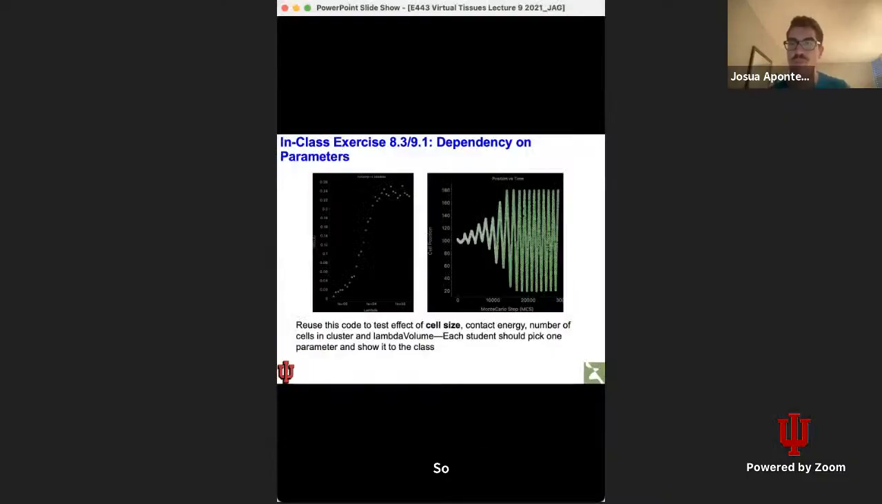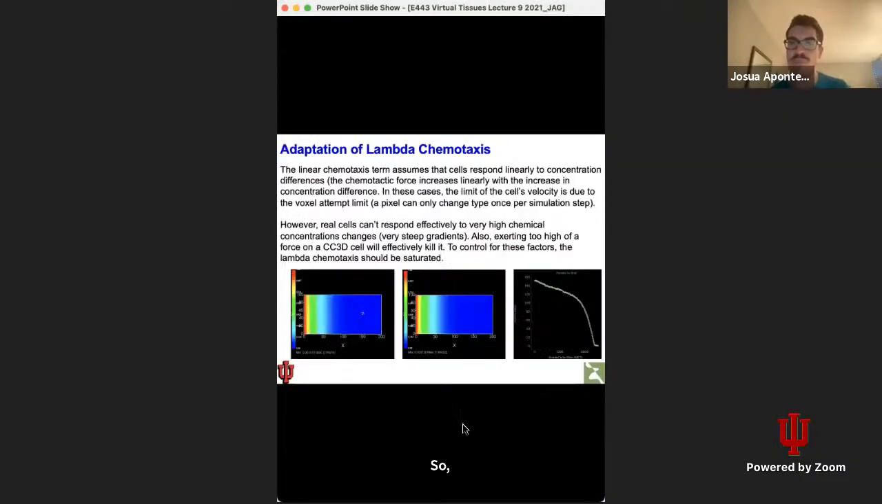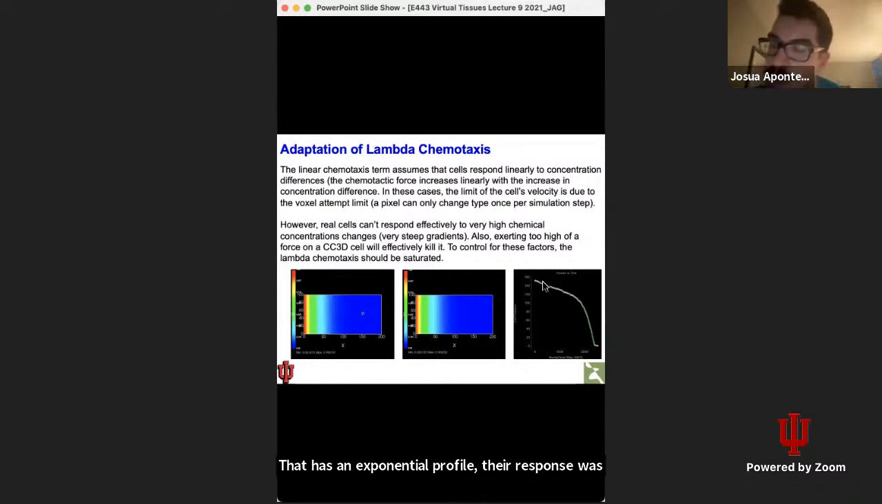Coming back to the lecture, I'm going to go quickly over these ideas, and we're going to take a break so James can continue with the SPML integration. But as I was explaining earlier, this simple form of chemotaxis has the unintended consequence that in a field that has an exponential profile, the response will also be exponentially increasing.